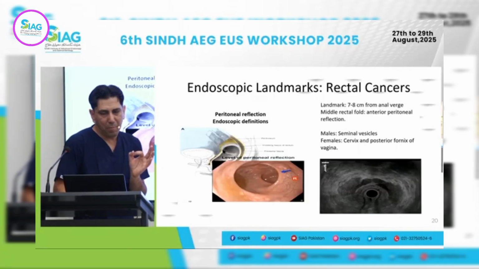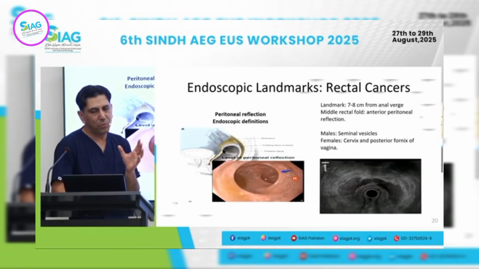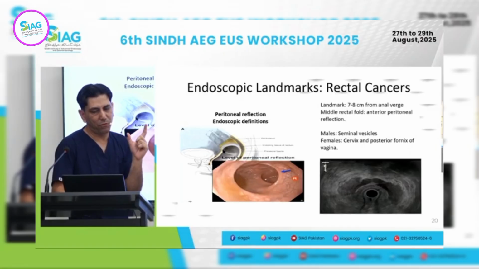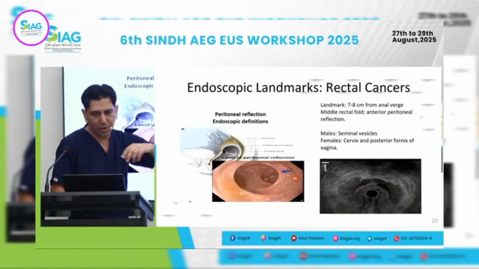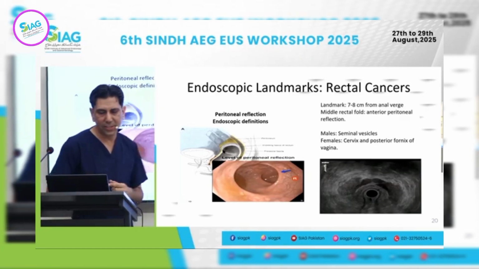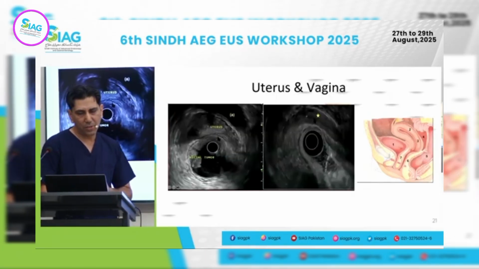This is about 7 to 8 centimeter from anal verge, or maybe longer, up to 15 centimeter, and it's the middle rectal fold, which is between the upper and the lower rectal fold, because above that is the sigmoid we start to see.